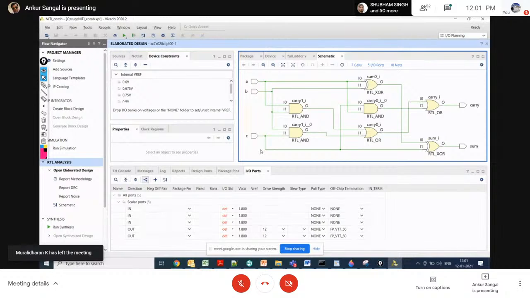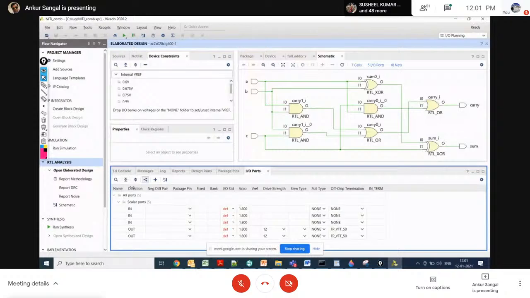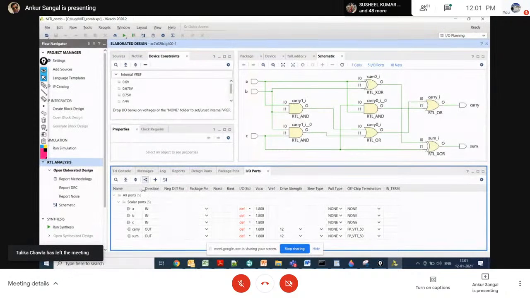But before that, we need to put more information related to our hardware environment. Like we have 3 input signals, A, B, C, and 2 output signals, sum and carry. In your FPGA IC, there are more than 200 pins, even more than 2K pins. So which pin connects with which port? You can check these things.